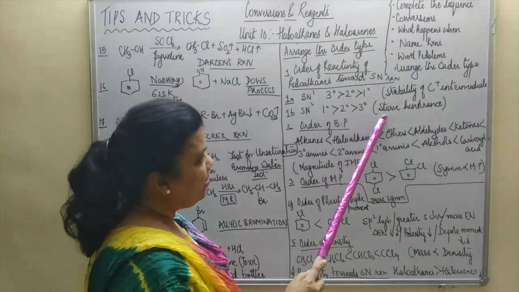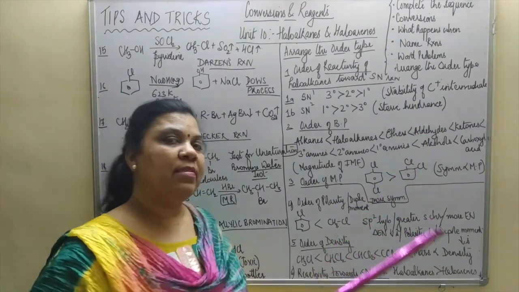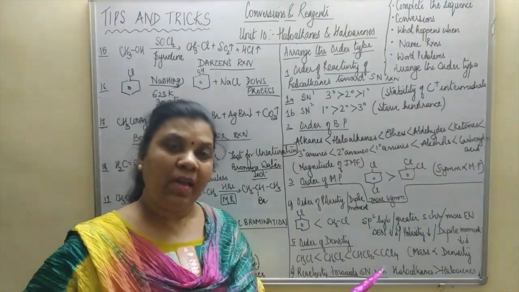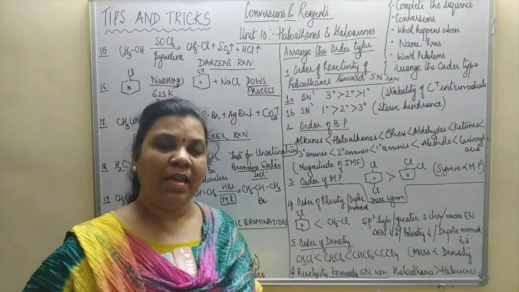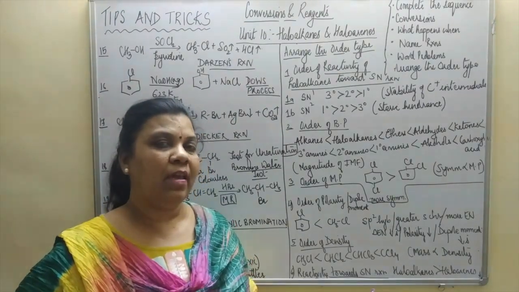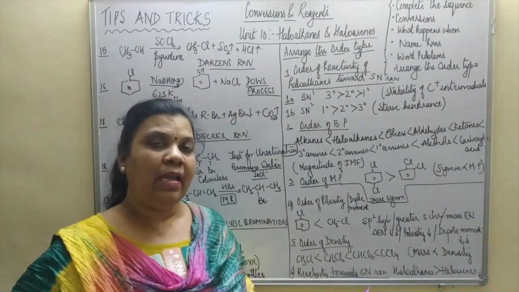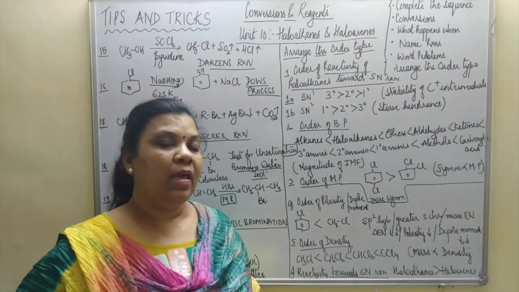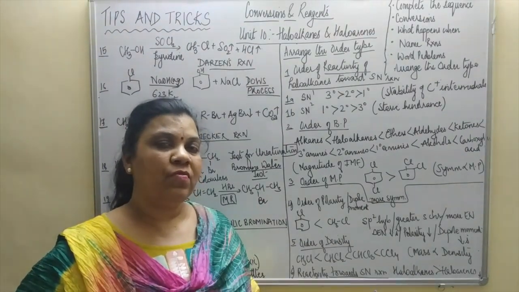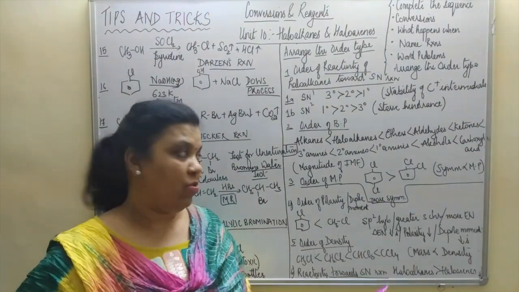And here what has to be taken into account is the steric hindrance. In 1 degree, the steric hindrance is least and therefore the nucleophile can approach the alkyl halide very easily, making it more reactive, or rather most reactive, towards SN2 reactions.